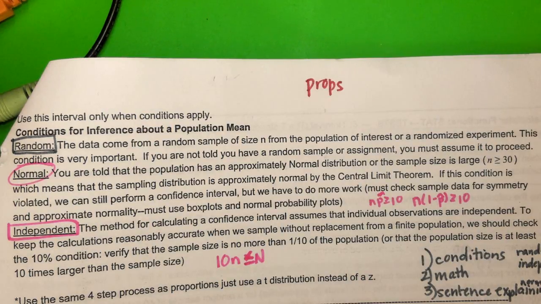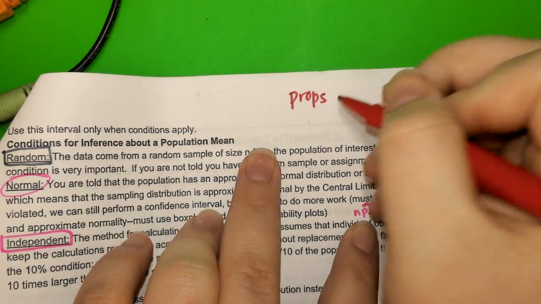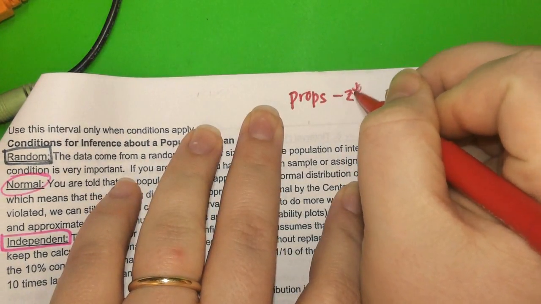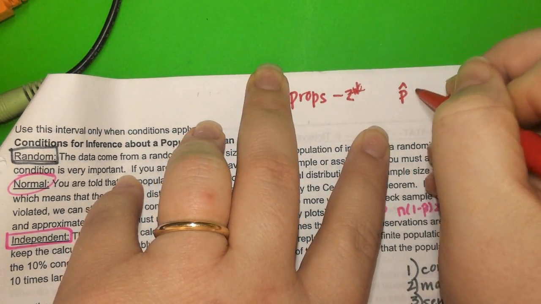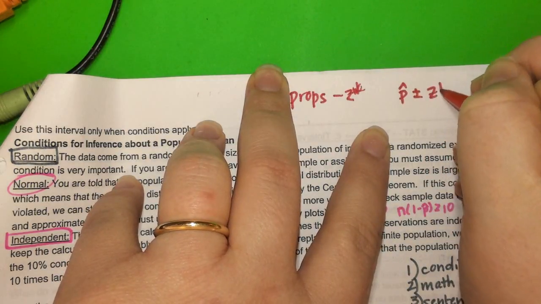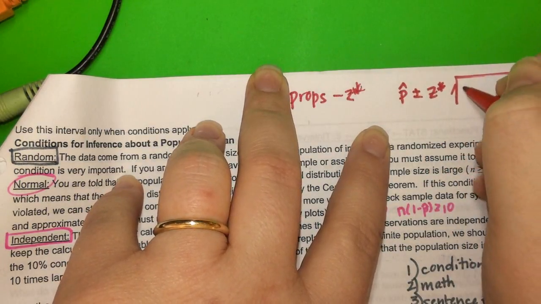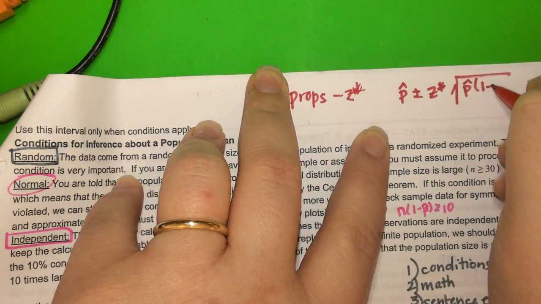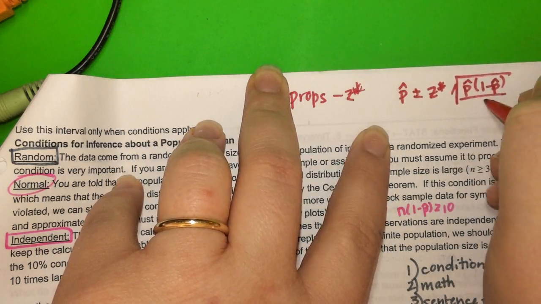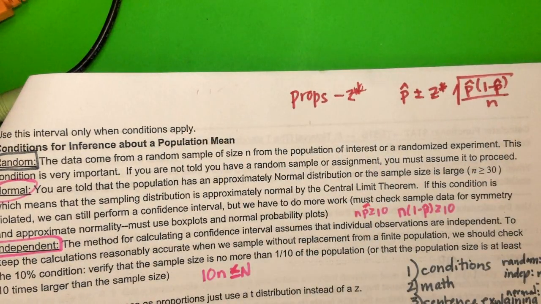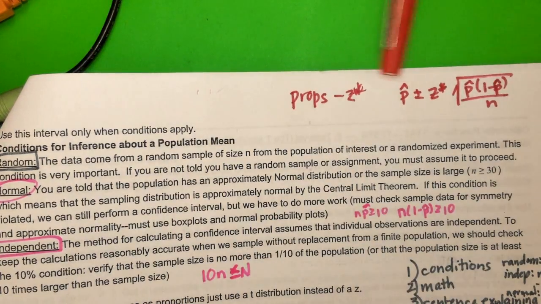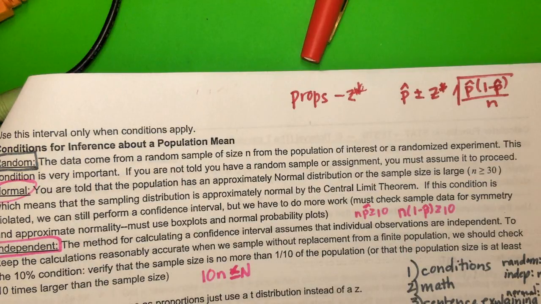So when we were doing proportions, we needed to know, and of course, she's right, we needed to think z-star. So that was the one that had the p-hat, plus or minus z-star, square root of p-hat, 1 minus p-hat, all divided by n. That was the one you need to know for proportions.